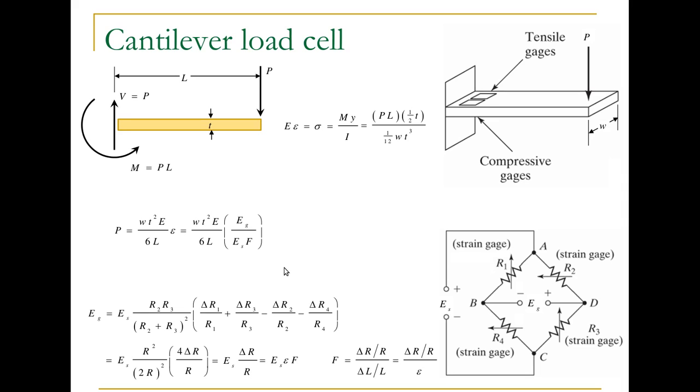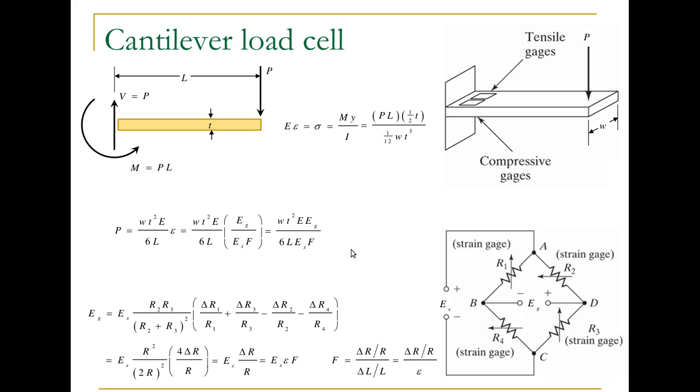So what we were able to do with that is substitute for strain in terms of the voltages and the gauge factor. And this allows us a relatively sensitive means of measuring force with our voltmeter when we have a full Wheatstone bridge. And here it is, just simplified.